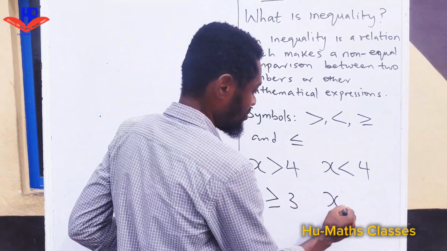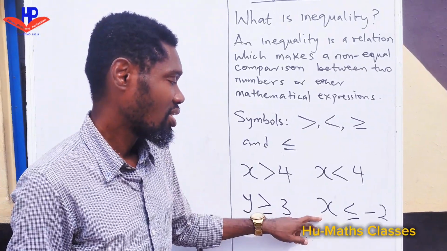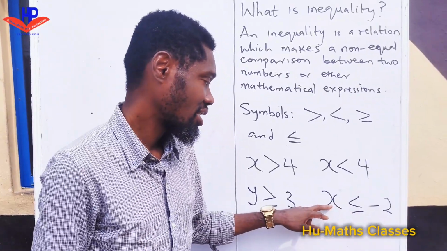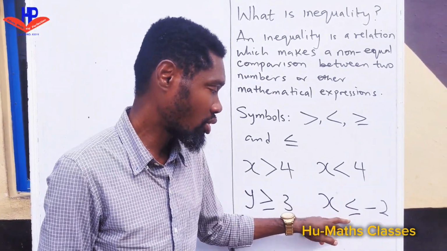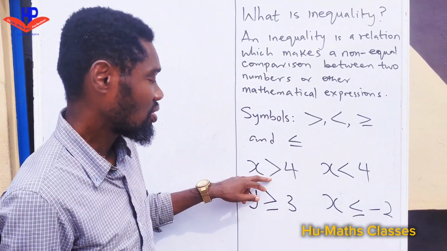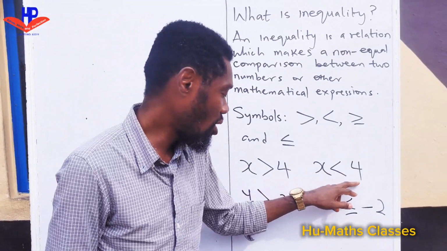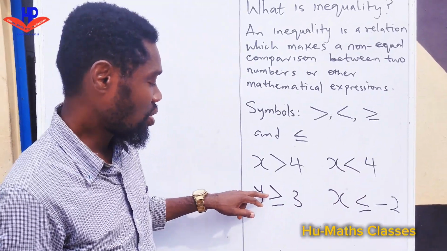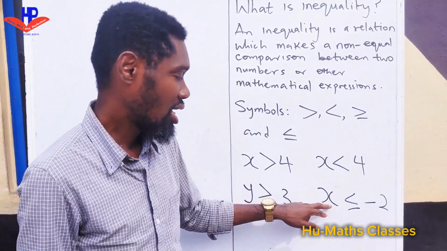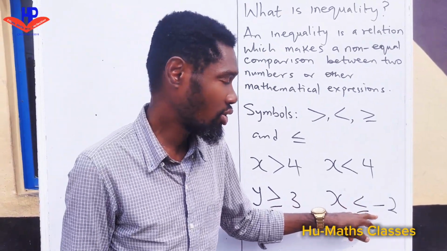If you have this, it is also read as x is less than or equal to minus 2. This is x is greater than 4. This is x is less than 4. This is y is greater than or equal to 3. And x is less than or equal to minus 2.